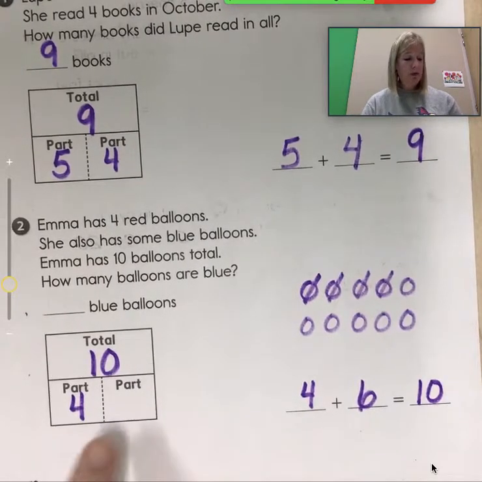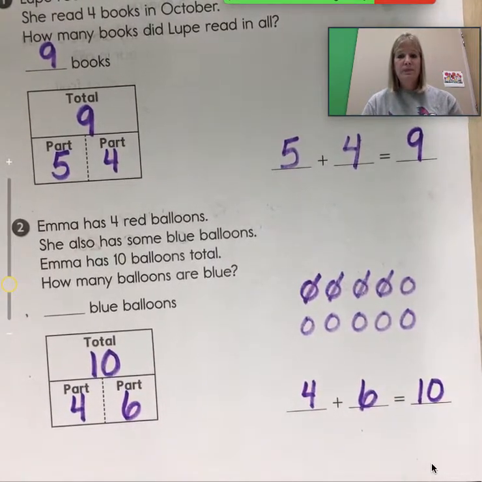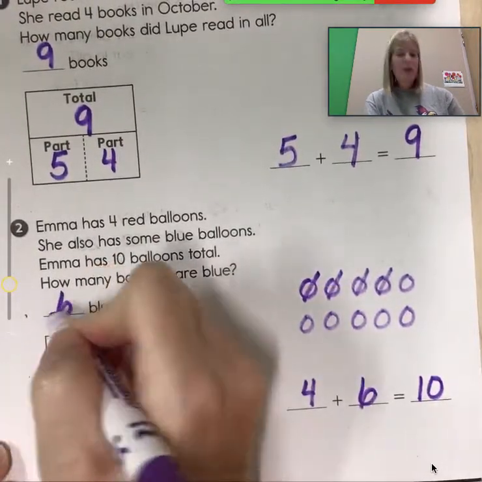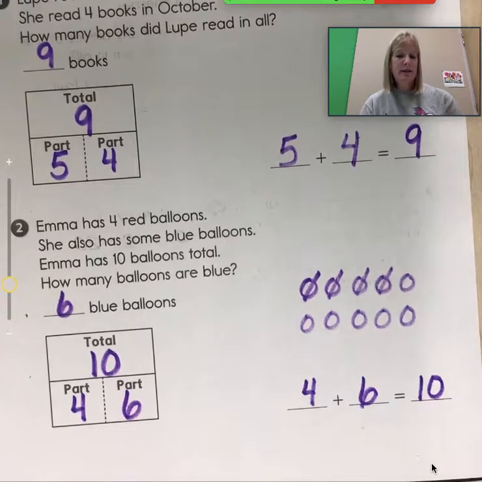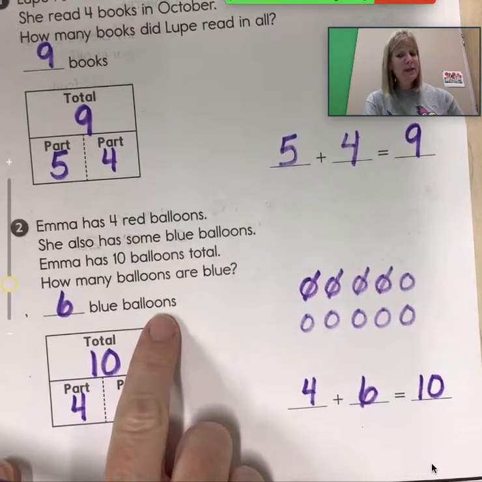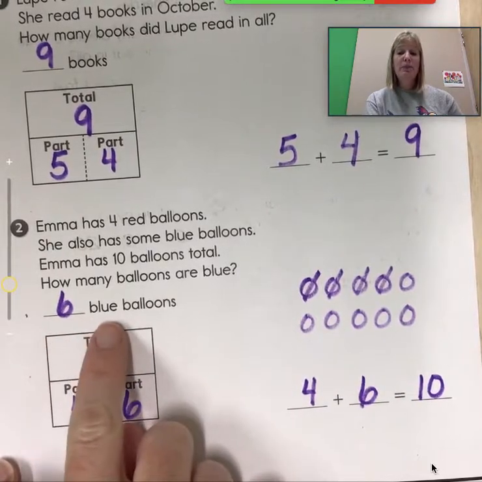Now I can come over here and fill out my other part. 6. Do you see a spot where you can put your answer with a unit? Yeah, right here. There's an extra line here. 6. What is our unit on this story problem? Blue balloons. We couldn't just write balloons because there's red and there's blue. There are 6 blue balloons.